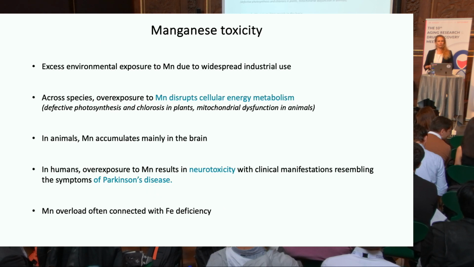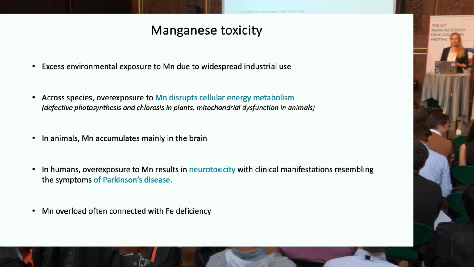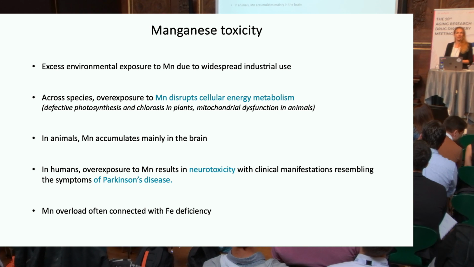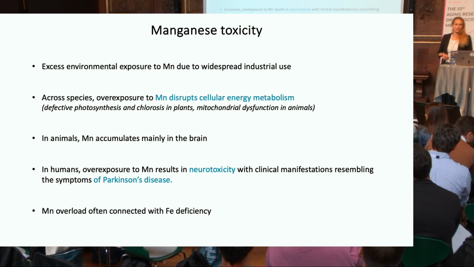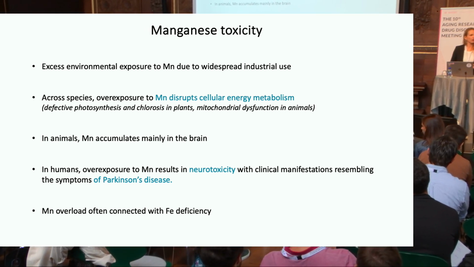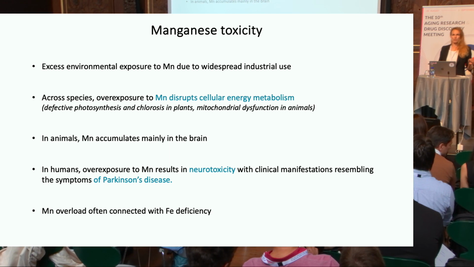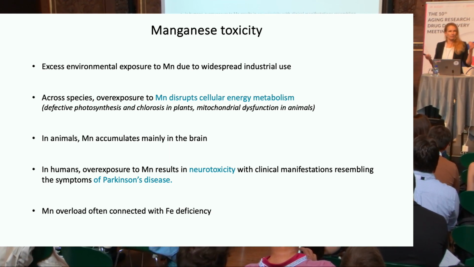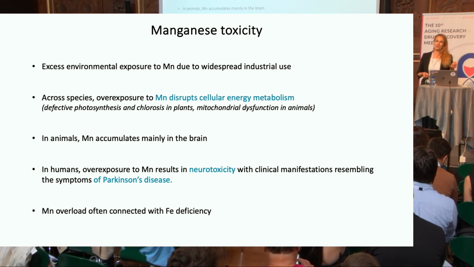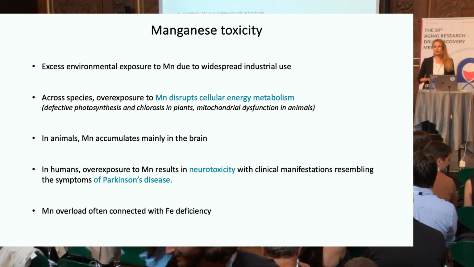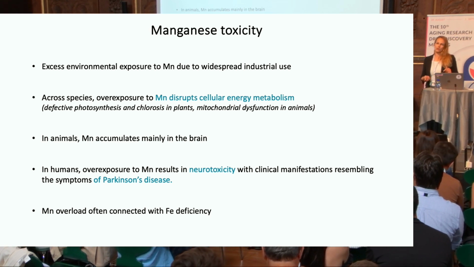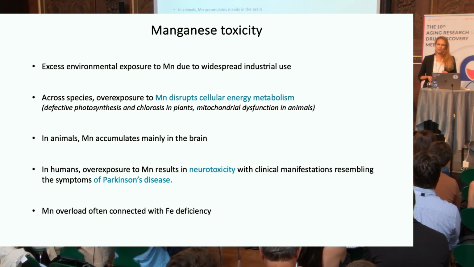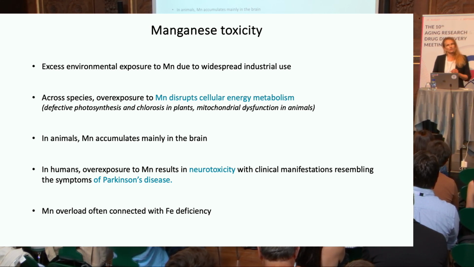So manganese overload and manganese toxicity is actually highly relevant, both for agriculture as well as human health. Due to the high industrial use of manganese, it leads to bioenergetic failure across species, and in us it mainly accumulates in the brain, where it leads to neurotoxicity with symptoms that actually resemble Parkinson's disease. Interestingly, manganese overload is mostly associated with iron deficiency, which is thought to be due to shared uptake routes and shared transporters.